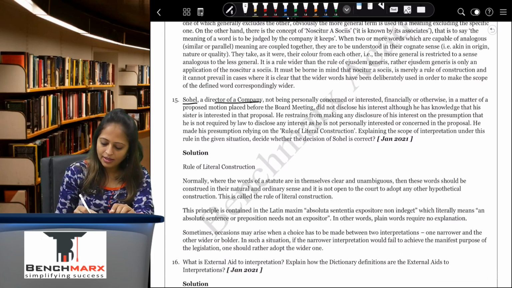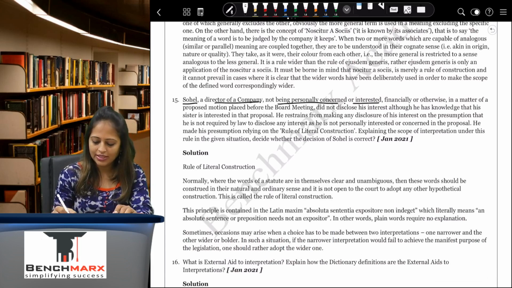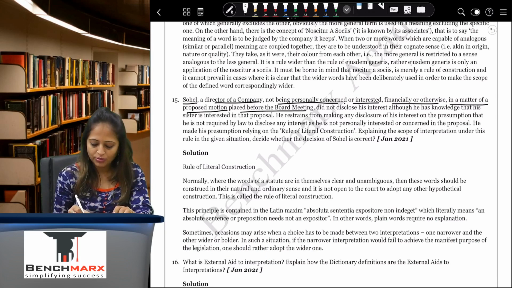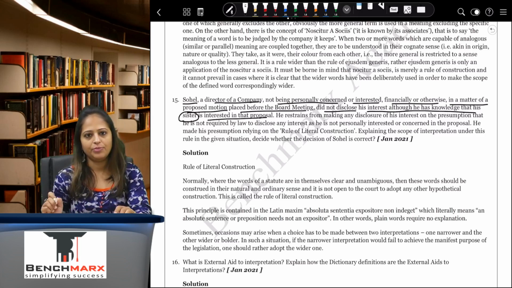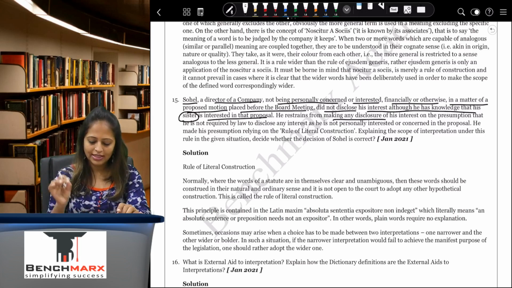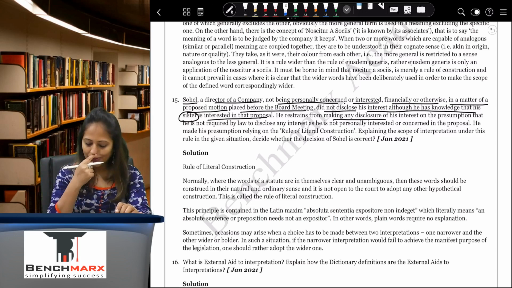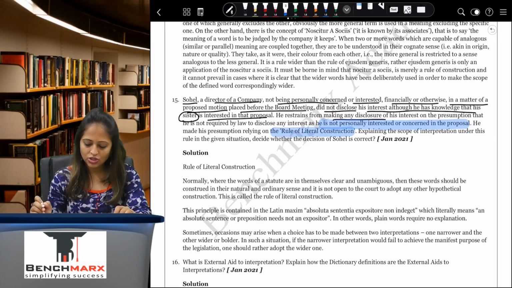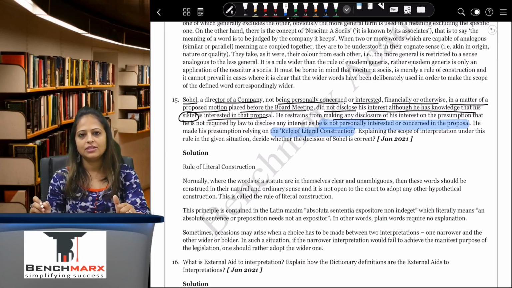Sohail, a director of the company, not being personally concerned or interested, financially or otherwise, in a matter of a proposed motion placed before the board meeting, did not disclose his interest, although he has knowledge that his sister is interested in that proposal. He restrains from making any disclosure of his interest on the presumption that he is not required by law to disclose any interest, as he is not personally interested or concerned in the proposal. He made this presumption relying on the rule of literal construction, explaining the scope of interpretation under this rule. Decide whether the decision of Sohail is correct.